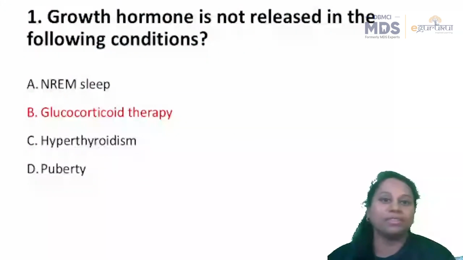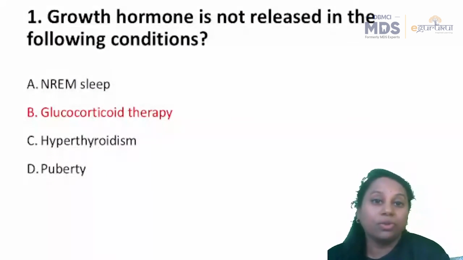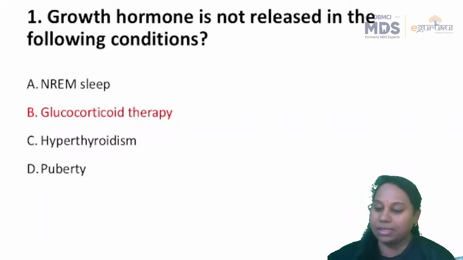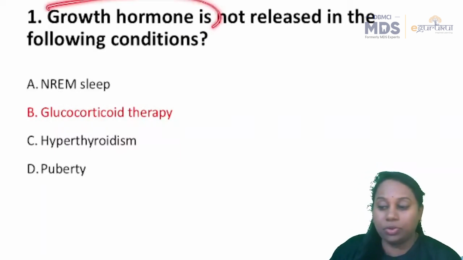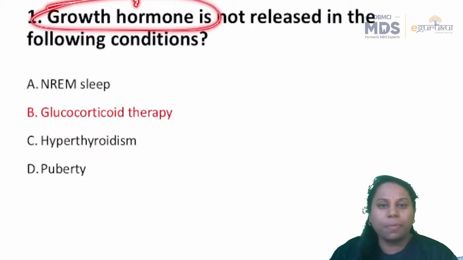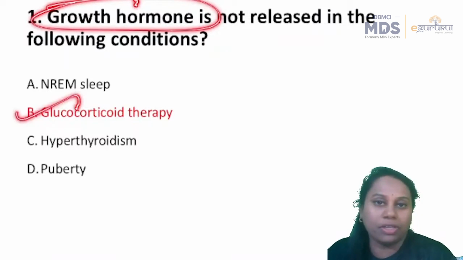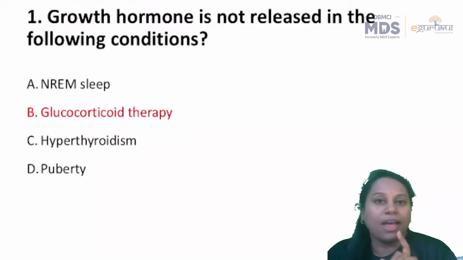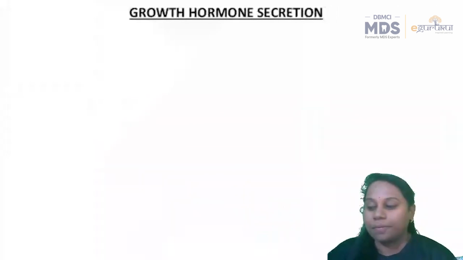Yes, to start with the first question. Growth hormone is not released in the following conditions. So the question is about growth hormone. To answer this question, the answer is glucocorticoid therapy, cortisol. Let's discuss all about growth hormone and then we'll come back to this question.